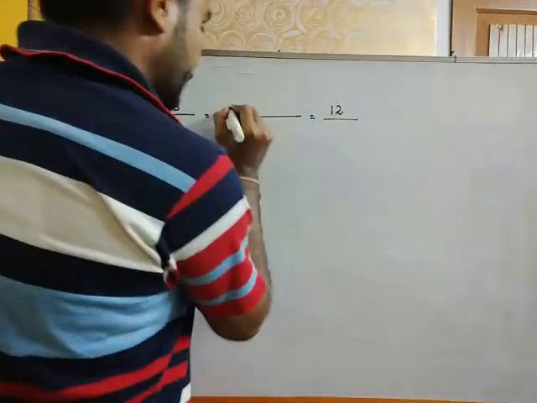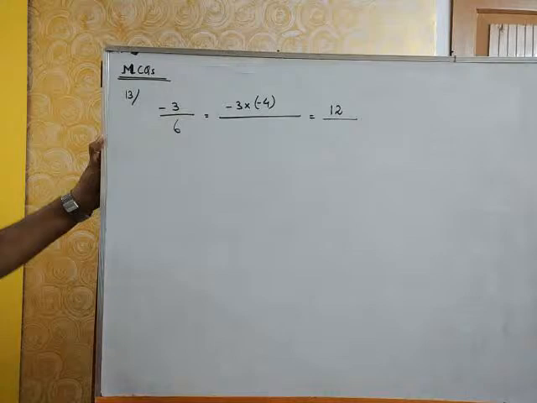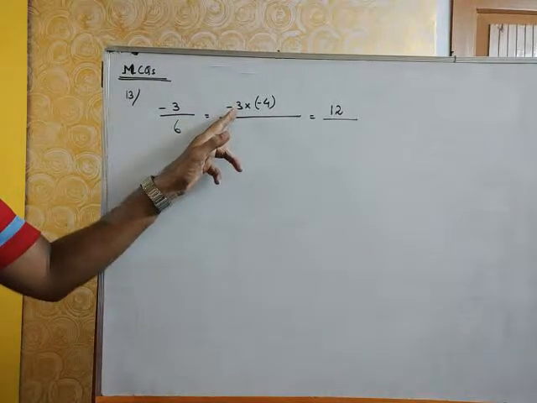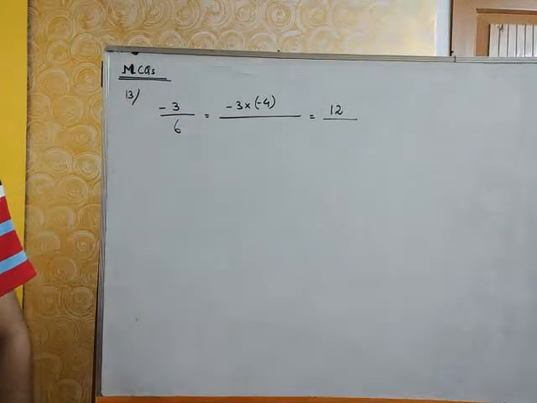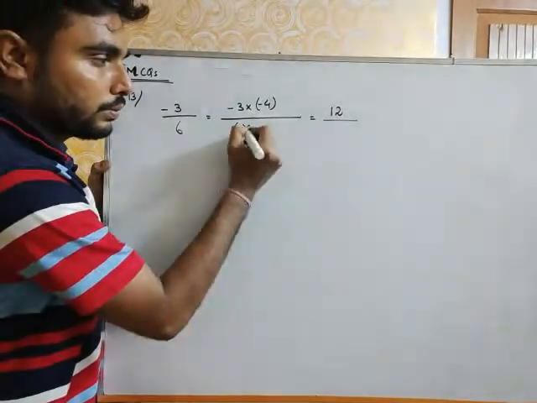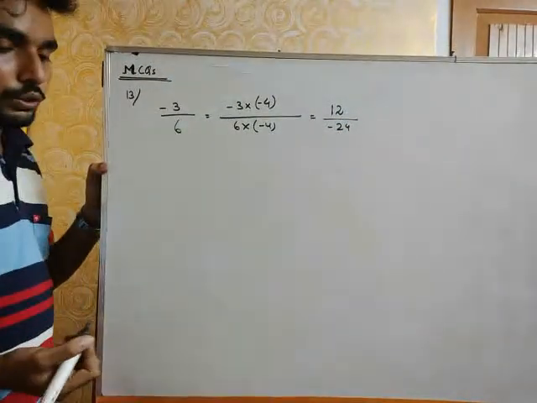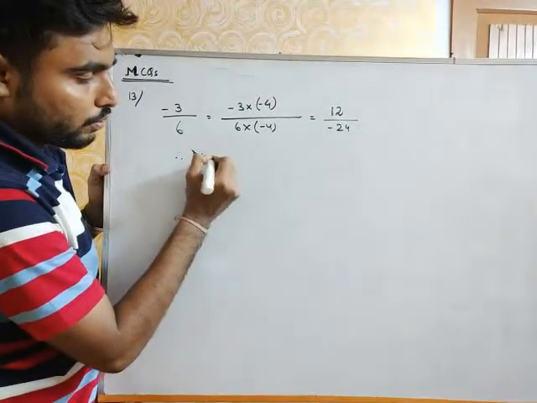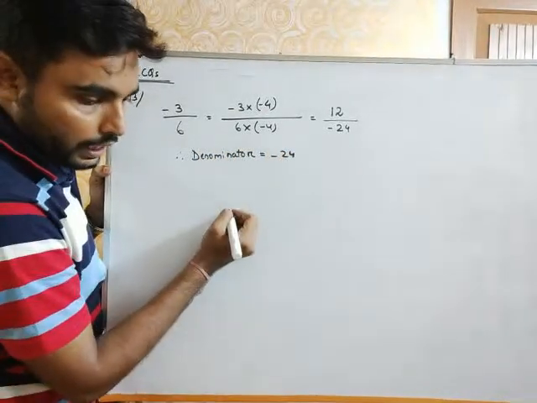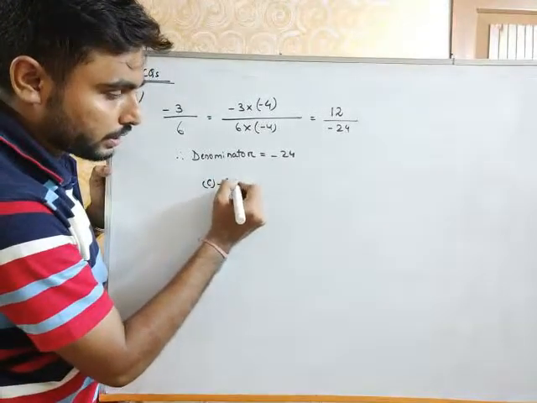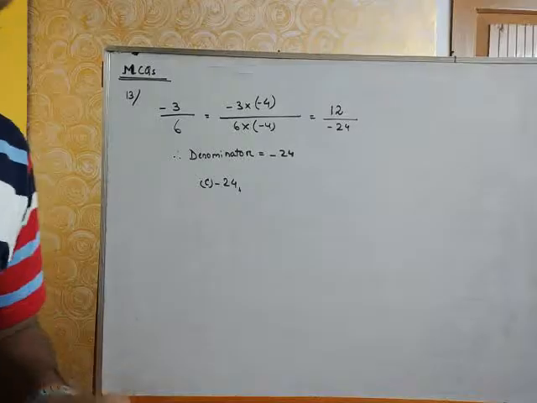Minus 3 into 4 is 12. Minus into minus will make the numerator positive, isn't it? So minus 3 should be multiplied by minus 4, so that the numerator will be positive 12. So 6 into minus 4. 6 into 4 is 24, so minus 24. Therefore, what is the denominator? The denominator is equal to minus 24. The answer is option C, minus 24. Got it? Please note it down.